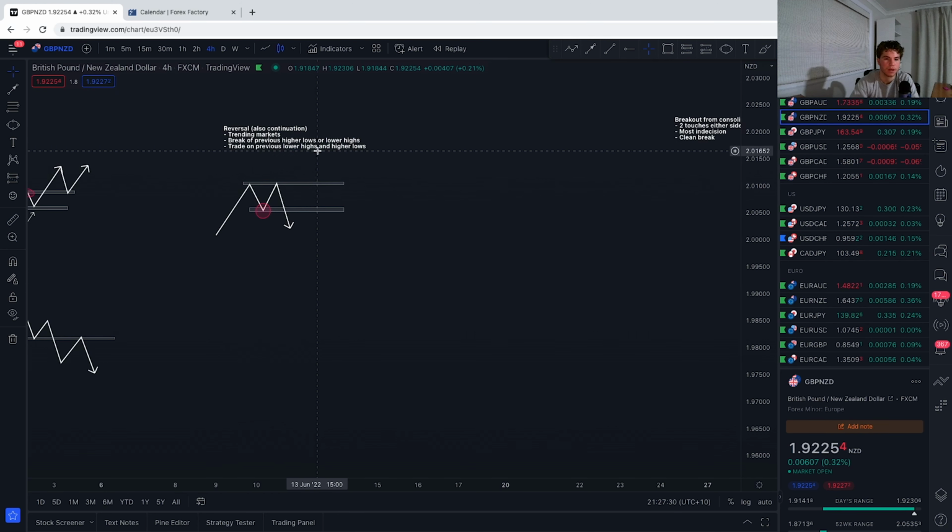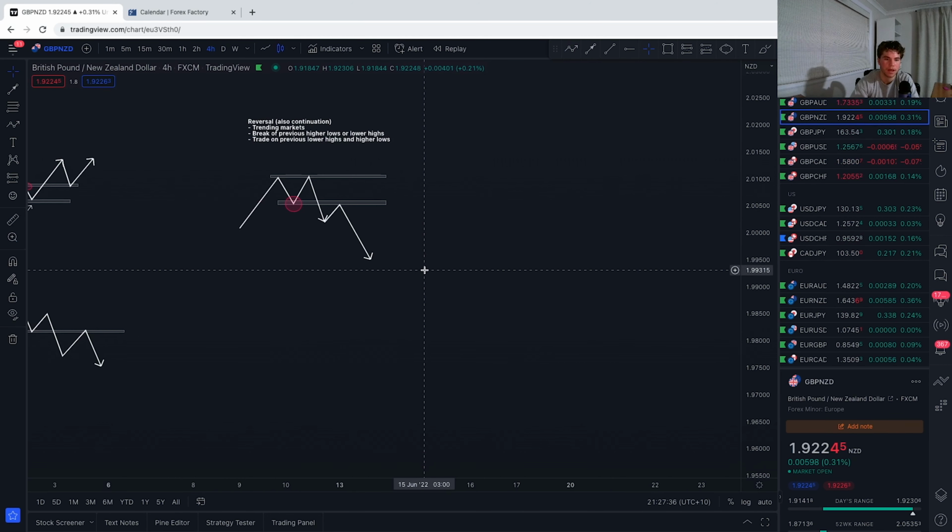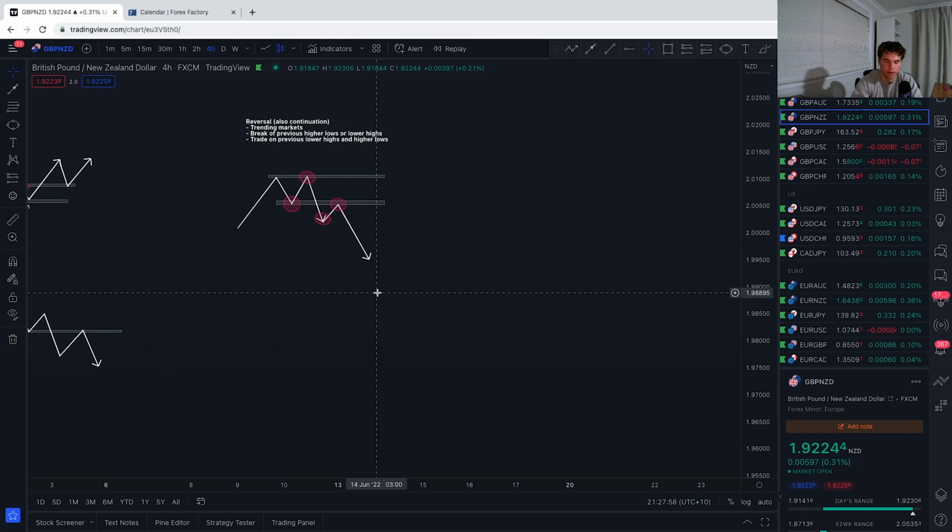Okay, so what's the next step? Trade on the previous lower highs and higher lows. Previous higher low right there, continuation. Okay, and the reason this is also a continuation is because the same market structure is formed. We have a structural high, then we push down, make a lower low, and then we enter on the lower high. Okay, so lower low, lower high, continuation. It's still a downtrend. Even though it doesn't look like it, it's still a downtrend.